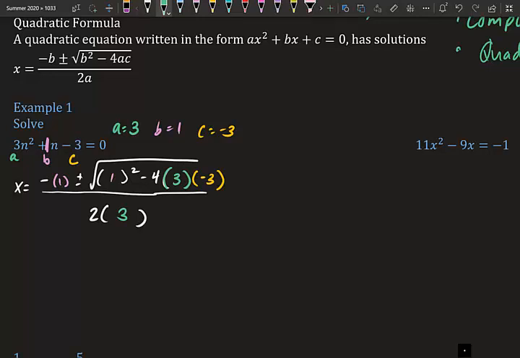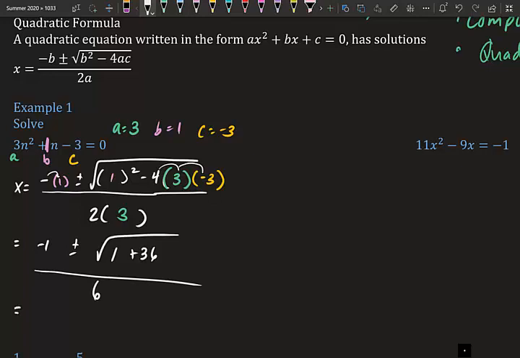So from here, we simplify inside the radical. So here we have negative 1 plus or minus 1 squared is 1. Negative 4 times 3 is negative 12. And negative 12 times negative 3 is positive 36. And that's over 2 times 3, which is 6. We keep simplifying. So we have negative 1 plus or minus the square root of 1 plus 36 is 37, over 6.